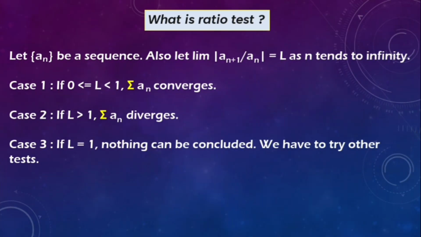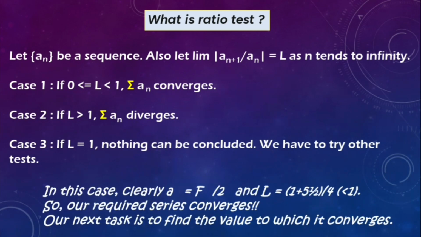And by summation an, what do I exactly mean? It means n varies from a finite non-negative integer to infinity. In this case, obviously, n will vary from 1 to infinity. And case 2, if L is bigger than 1, then the summation an diverges. But if L is equal to 1, then nothing can be concluded through the ratio test as well as through the root test. The root test also has similar observations. If L is equal to 1, nothing can be concluded, and then we have to try other tests.